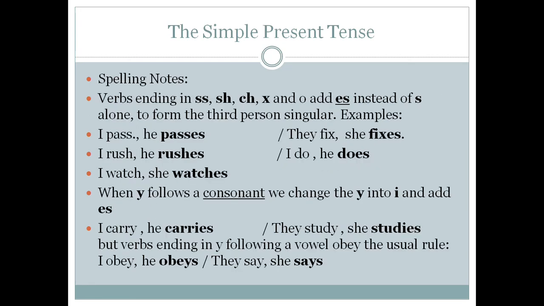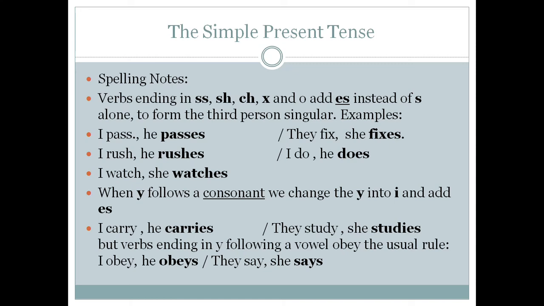Now spelling notes. Verbs ending in double S, SH, CH, X, and O add ES instead of S alone to form the third person singular. Examples: I pass, but he passes. Pass ends in double S, so with he, she, it, we add ES.